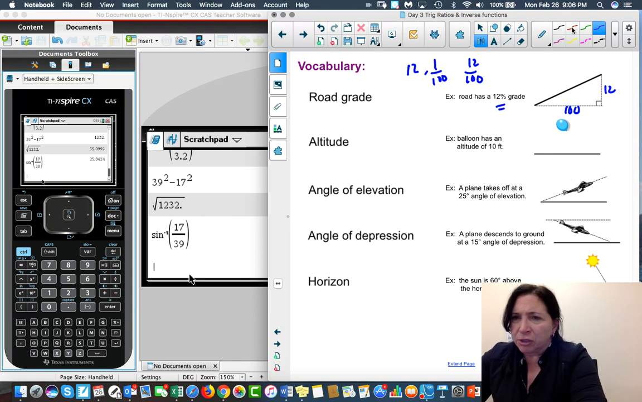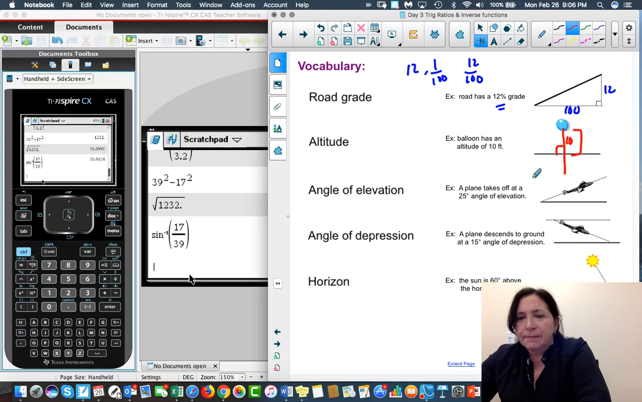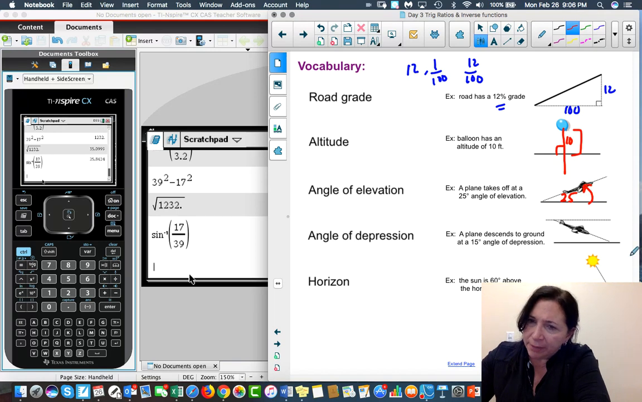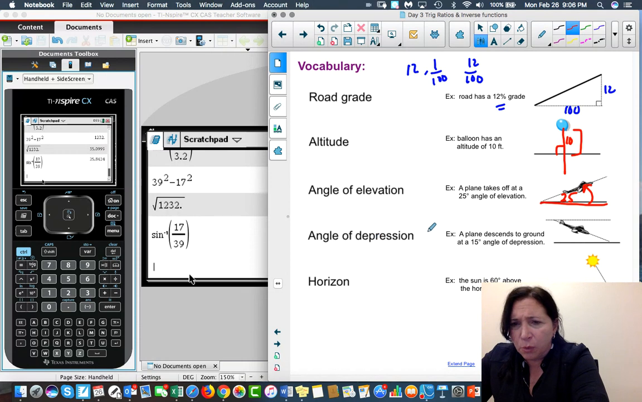Altitude of a balloon. Altitudes are always perpendicular. Keep that in mind. Altitude of 10 feet, so that would be from here to here. An angle of elevation is always an angle that comes up this way, starting flat with the horizontal. Likewise, the angle of depression is an angle that's going to drop down. Keep in mind, let's say that's 15 degrees, that angle of depression.